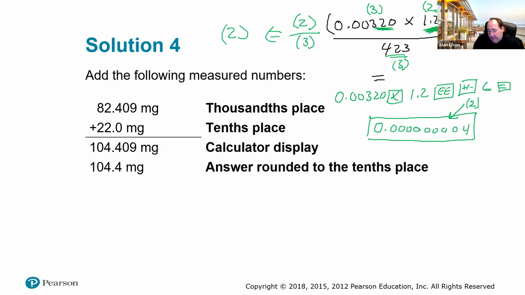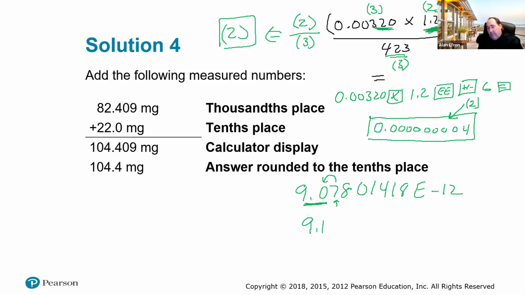So I'm going to finish it out, and I'm going to divide that number by 423 and hit equals. And on my calculator, it gives me 9.07801418 E minus 12. So remember that we are going to go to 2 significant figures here. That would take us to here. We do need to round up. That would give us 9.1.